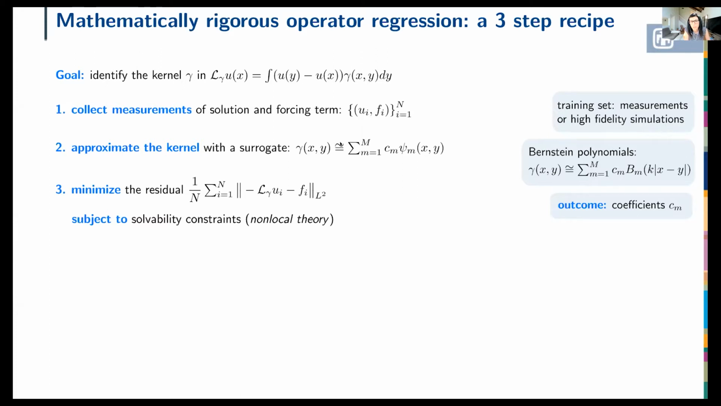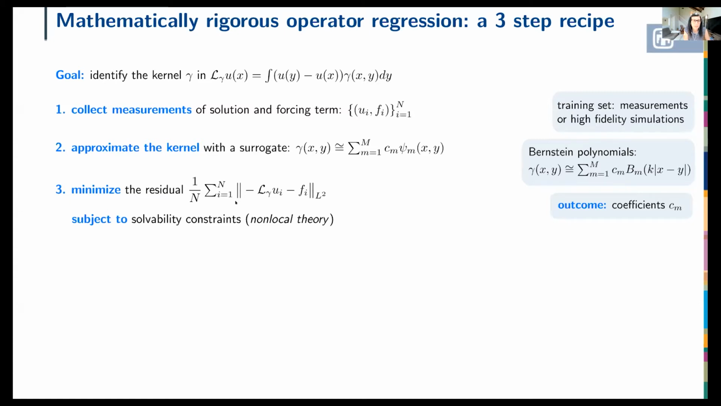This doesn't have to be a combination of Bernstein polynomials. It can be a neural network. It really depends on the application that you have and on the behavior that you want to capture, how simple or how complex you want this surrogate to be.